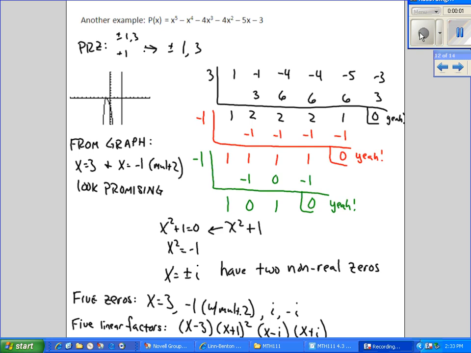Run through a few more examples. Practice makes perfect. So this time we've got a fifth degree polynomial, so we should have 5 zeros and 5 factors by the time we're done with this.